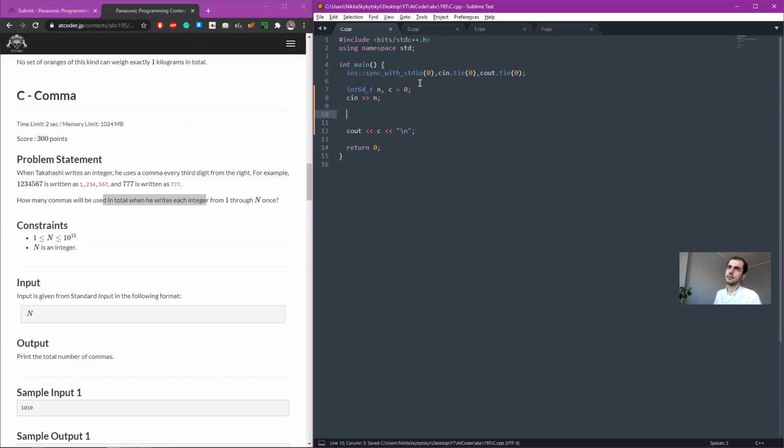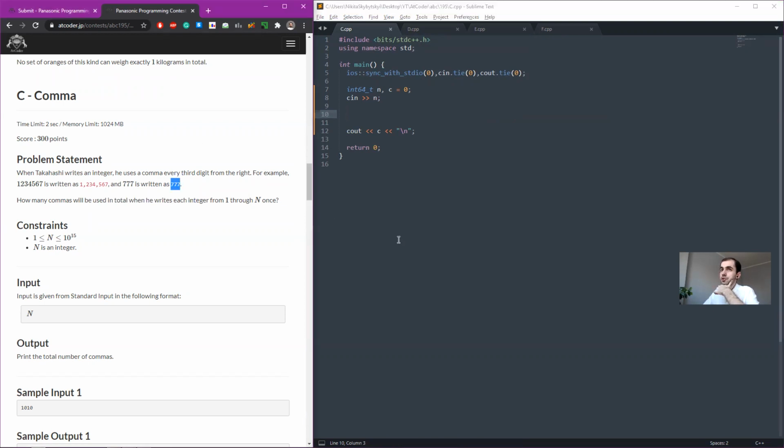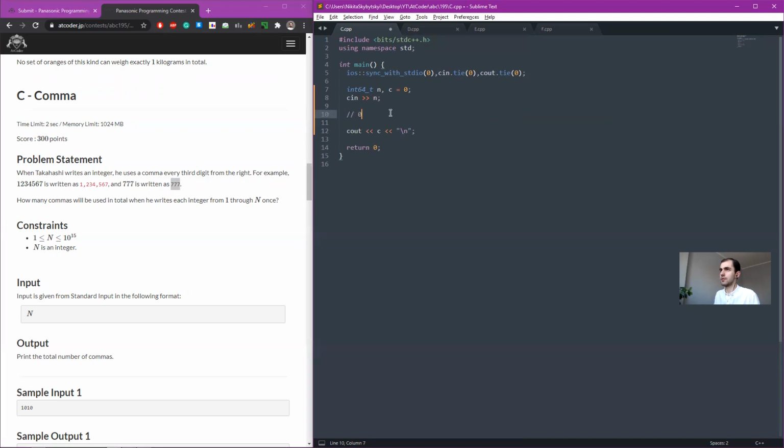Actually, it's kind of weird. Let me think. The first thousand integers, from 1 through 999, have no commas. So from 0 all the way up to, I'm going to write it like this. From 1 to 1000, there are no commas. I'm actually going to write it like this.